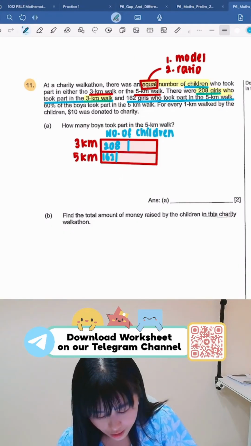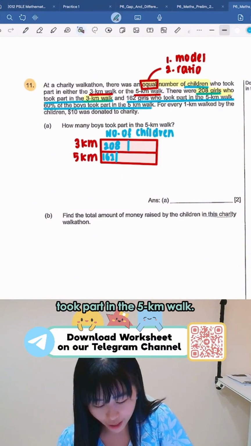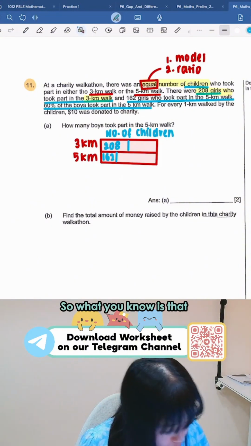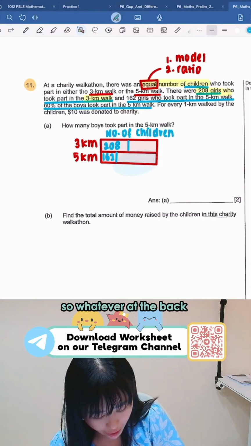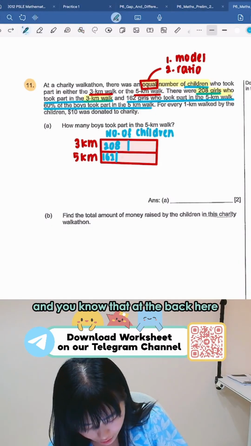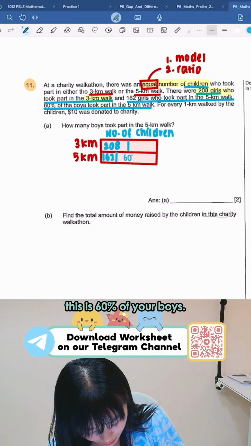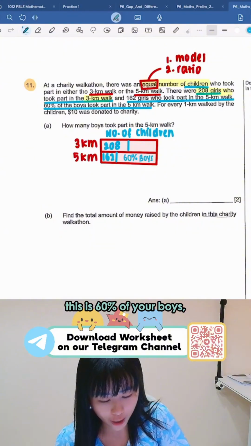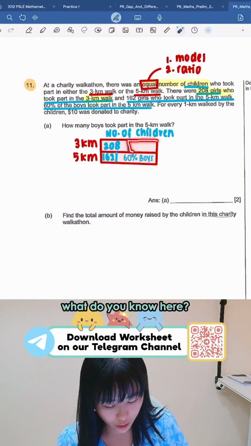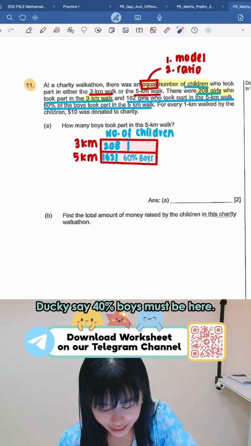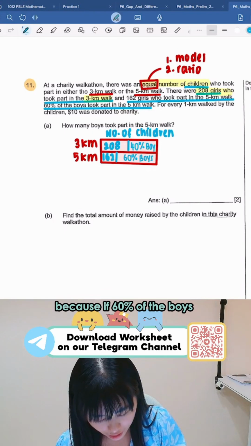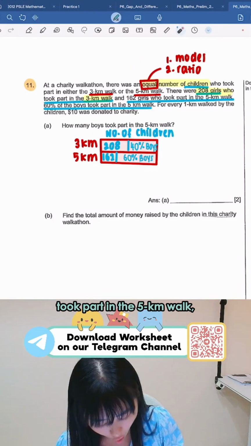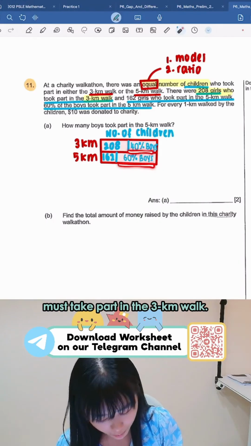Alright, then what happened? 60% of the boys took part in the 5 km walk. So what you know is that whatever is left at the back here, because here in front are your girls, so whatever at the back must be your boys. And you know that at the back here, this is 60% of your boys. Now if you know this is 60% of your boys, everybody, tell me what do you know here? Very, very important. Okay, Ducky says 40% boys must be here. Exactly. Because if 60% of the boys took part in the 5 km walk, then the remaining 40% of the boys must take part in the 3 km walk.